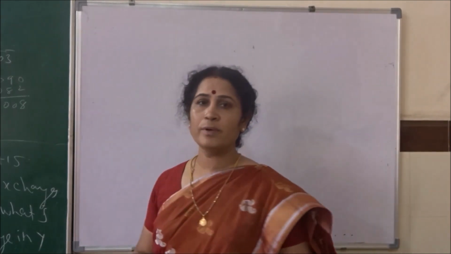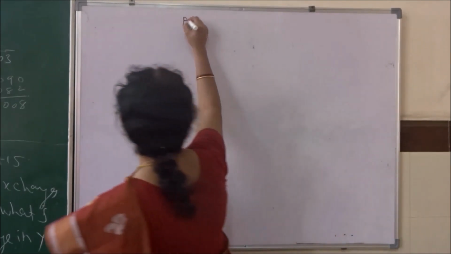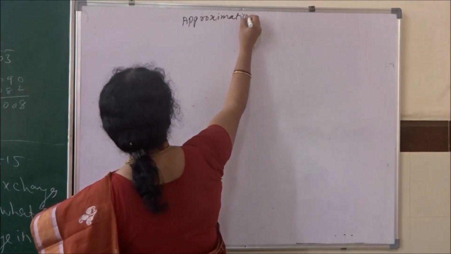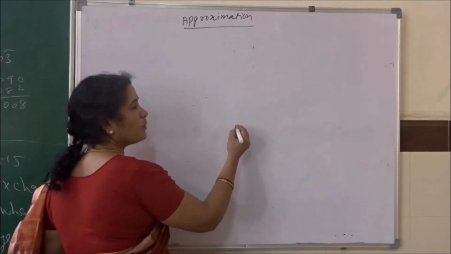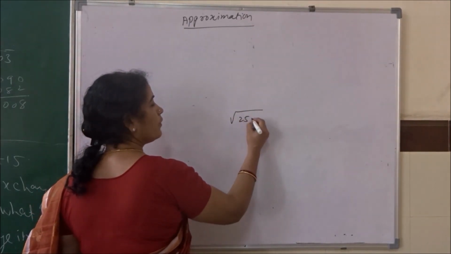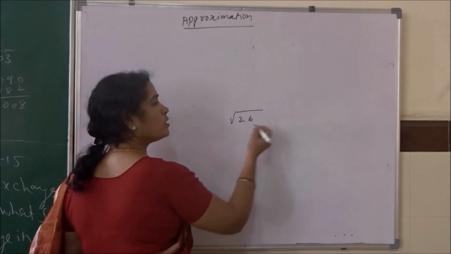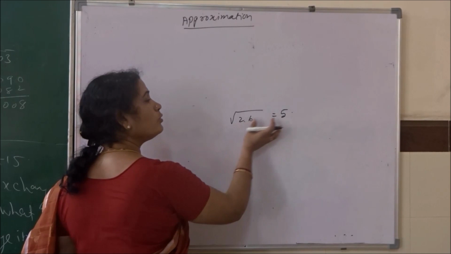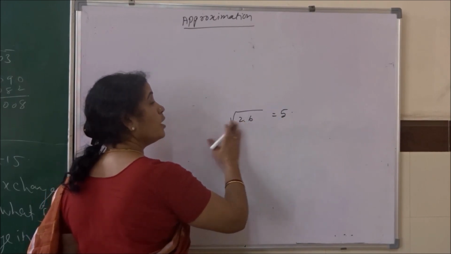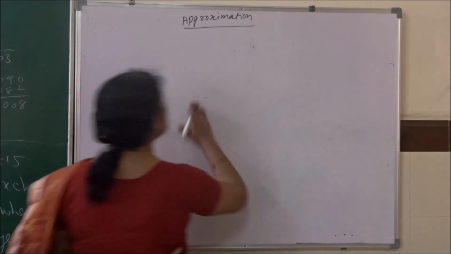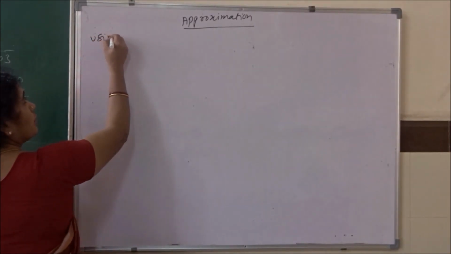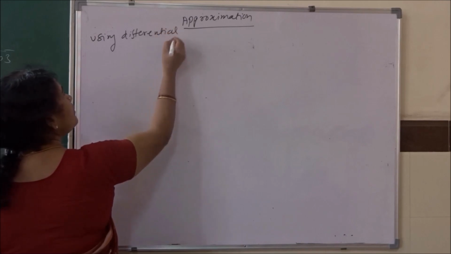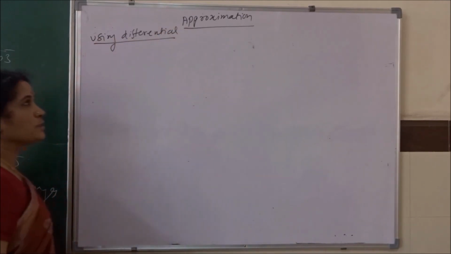Now we are going to see approximation, one of the subtopics of application of derivative. So what is approximation? For example, suppose the square root of 25 or the square root of 26. What is it approximately? You say the value is 5 point something. Am I correct? So you know how to find the approximate value, but here we are going to see how to find approximation using differential.